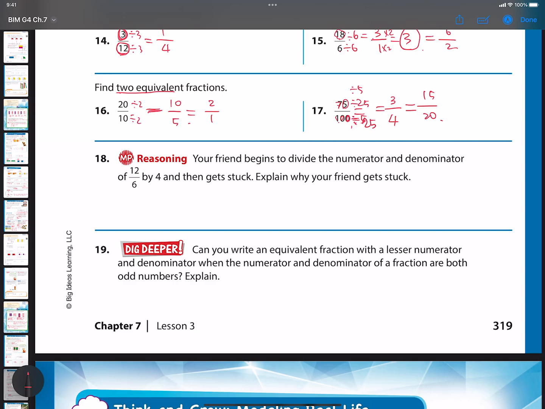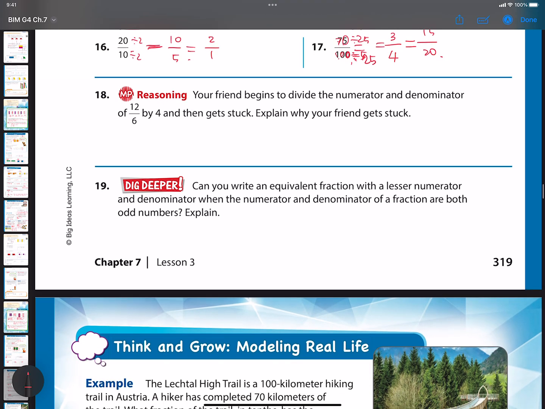Now number 18. Your friend begins to divide the numerator and denominator of 12 over 6 by 4. Okay, and then gets stuck, of course. Okay, explain why your friend gets stuck. Because you cannot divide 6 by 4. Okay, 4 is not a common factor.